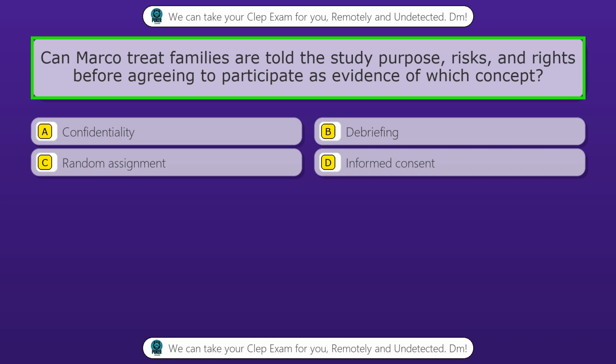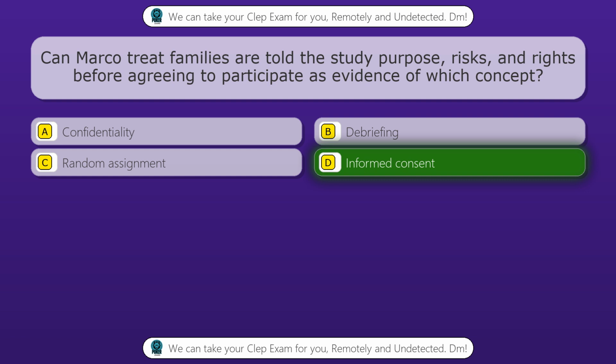Question 100. Can Marco treat families being told the study purpose, risks, and rights before agreeing to participate as evidence of which concept? Option A, confidentiality. Option B, debriefing. Option C, random assignment. Option D, informed consent. The correct answer is option D, informed consent.